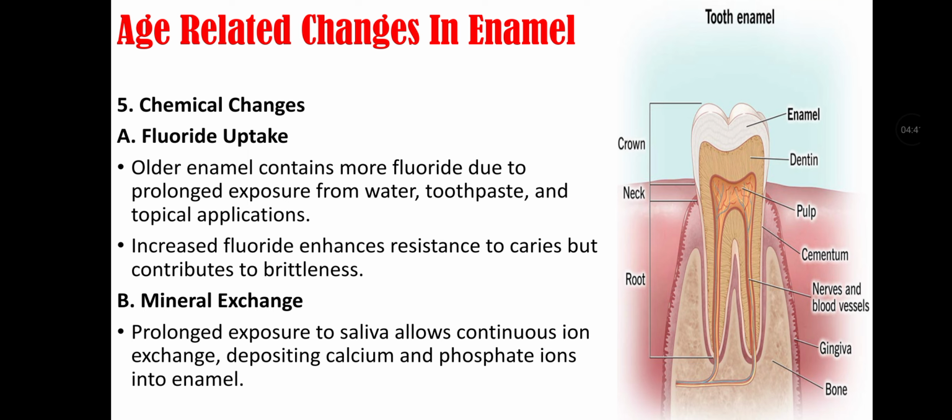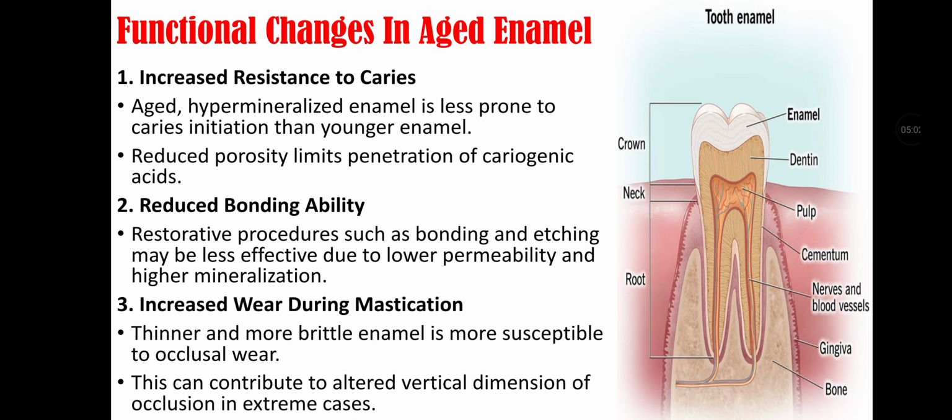The fifth change is chemical changes. They include fluoride uptake and mineral exchange. Fluoride uptake: older enamel contains more fluoride due to prolonged exposure from water, toothpaste, and topical applications. Increased fluoride enhances resistance to caries but contributes to brittleness. Mineral exchange: prolonged exposure to saliva allows continuous ion exchange, depositing calcium and phosphate ions into enamel. Functional changes in aged enamel include increased resistance to caries, reduced bonding ability, and increased wear during mastication.